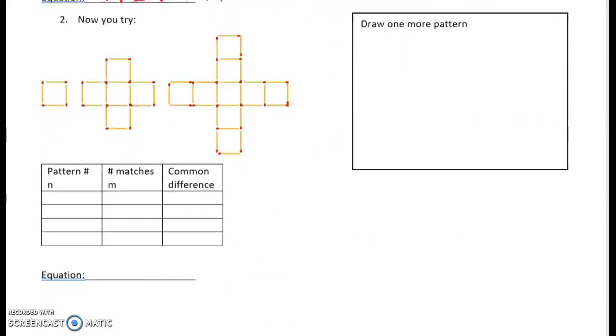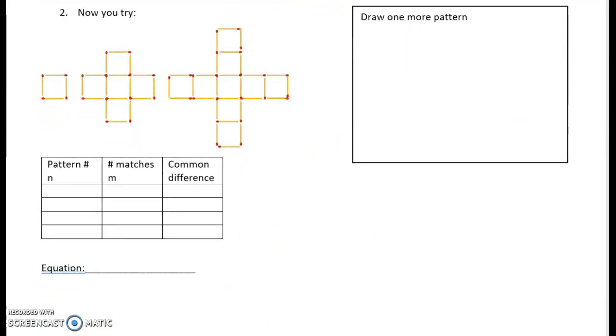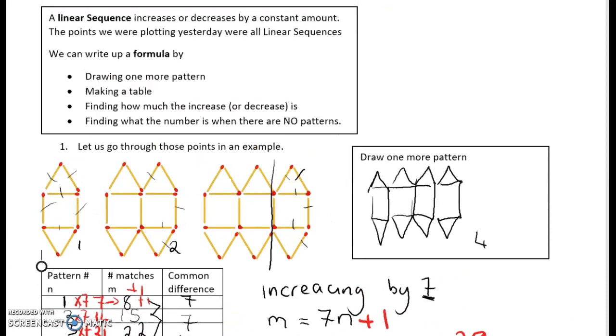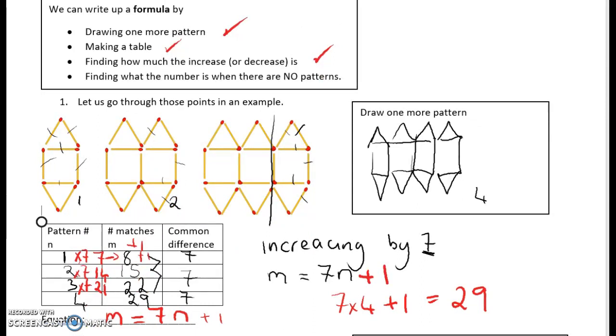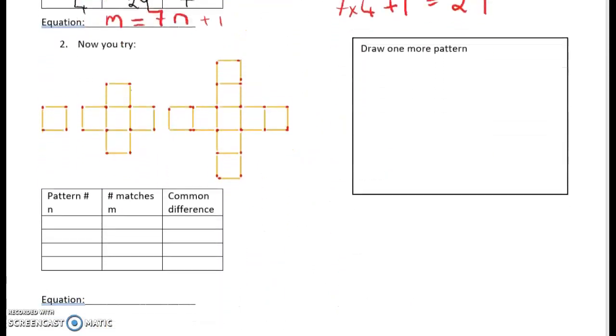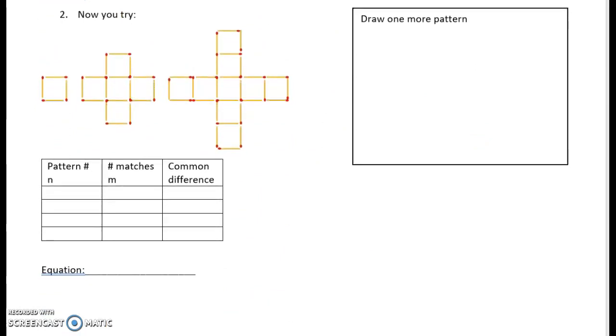Now, on your piece of paper, you have got the next one. I would like you to pause now and see if you can draw the next pattern. Make a table. Find out the common difference, how much it's going up or down, and then that last one that I added would be the number when there are no patterns, how much it's starting at.